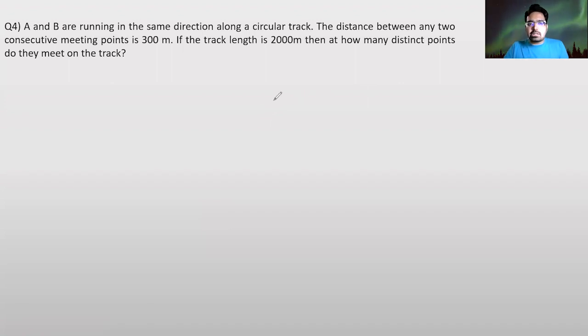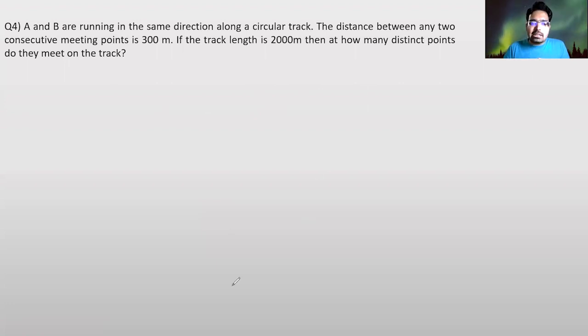Right, so let's have a look at this question. It says that A and B are running in the same direction along a circular track. The distance between any two consecutive meeting points is 300 meters and the track length is 2000 meters. Okay, then how many distinct points do they meet on the circle?